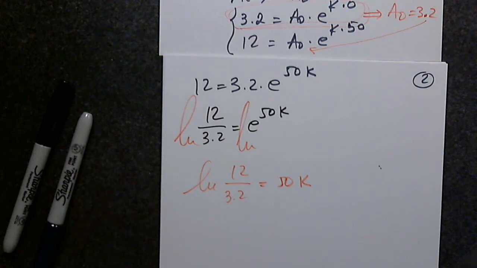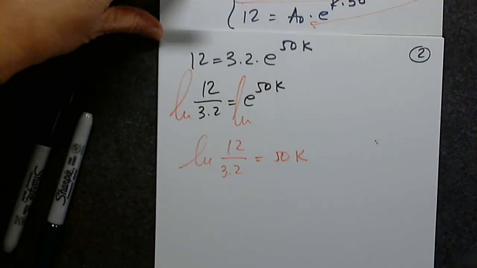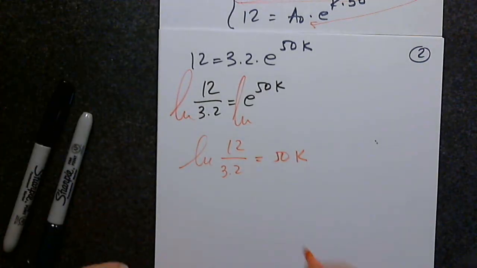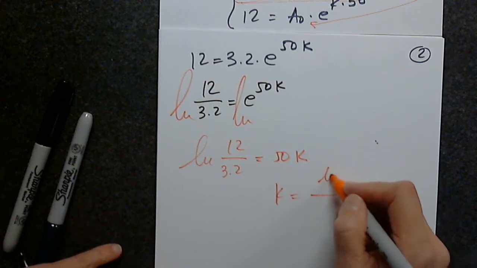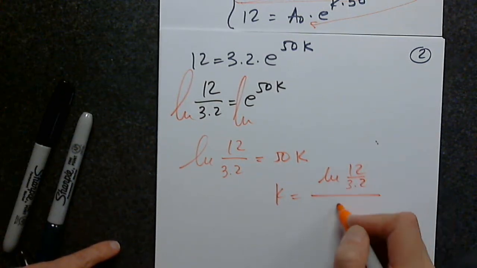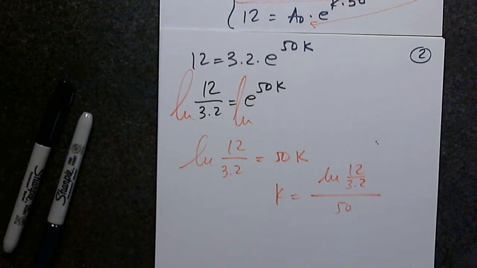I hope that this doesn't smell. I'm sorry if it does. I had some soup in there. My apologies. Okay, so then k equals natural log of 12 over 3.2, divided by 50. So let's put it in the graphing calculator.